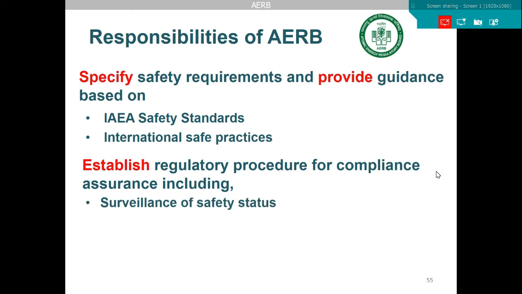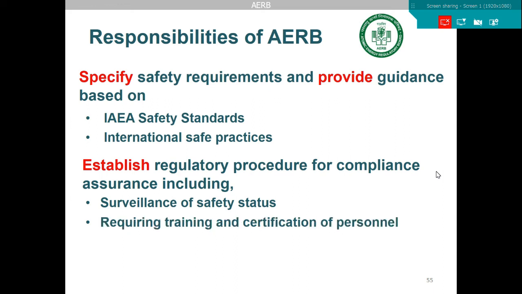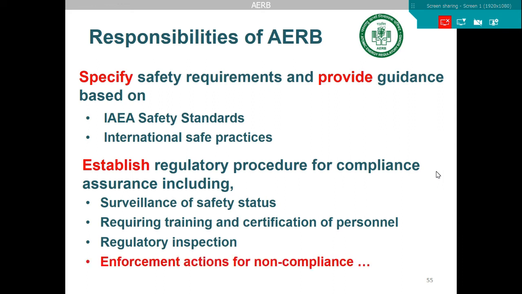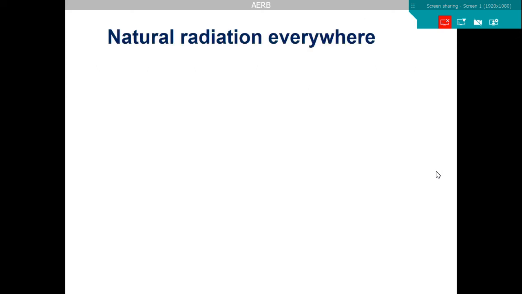These procedures include surveillance of the safety status of every institution, big or small, requiring training of personnel and certification of personnel to do the job that they are planning to do. Regulatory inspections are carried out by AERB, and if there is non-compliance, enforcement actions are initiated by AERB. These are the responsibilities of AERB. This is how radiation safety is ensured in India.